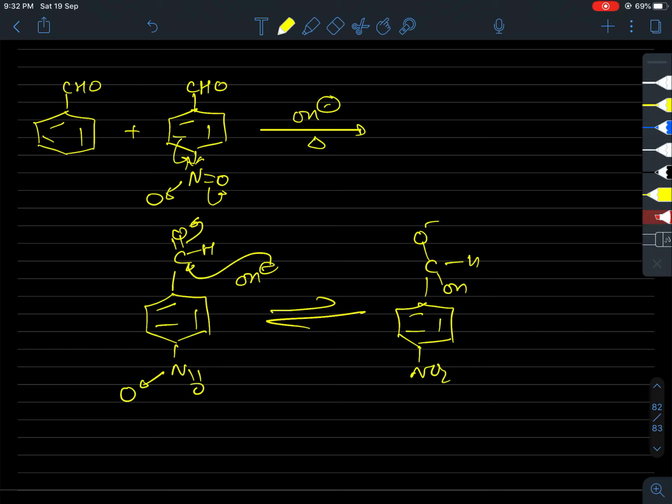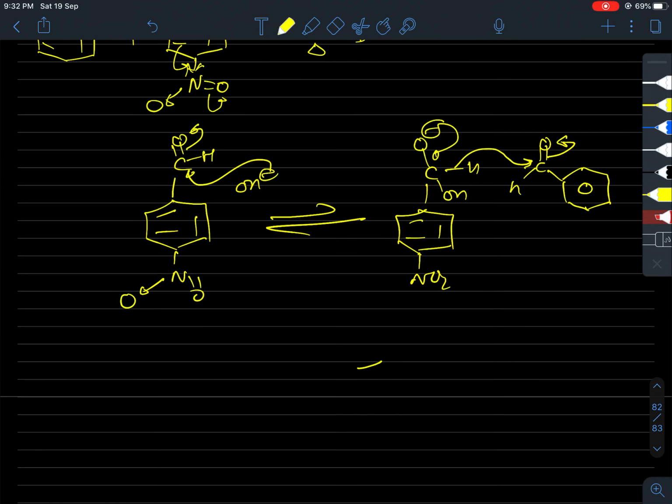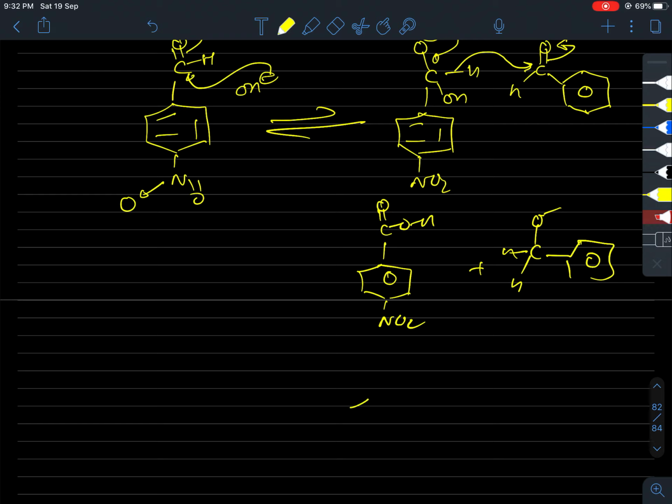Now the other benzaldehyde molecule will donate, and simultaneous migration takes place. So you are going to get this thing. So it will basically be carboxylate. First it will be OH, and thereafter it will be O minus, H and then benzene. Thereafter proton transfer, simply it will be.